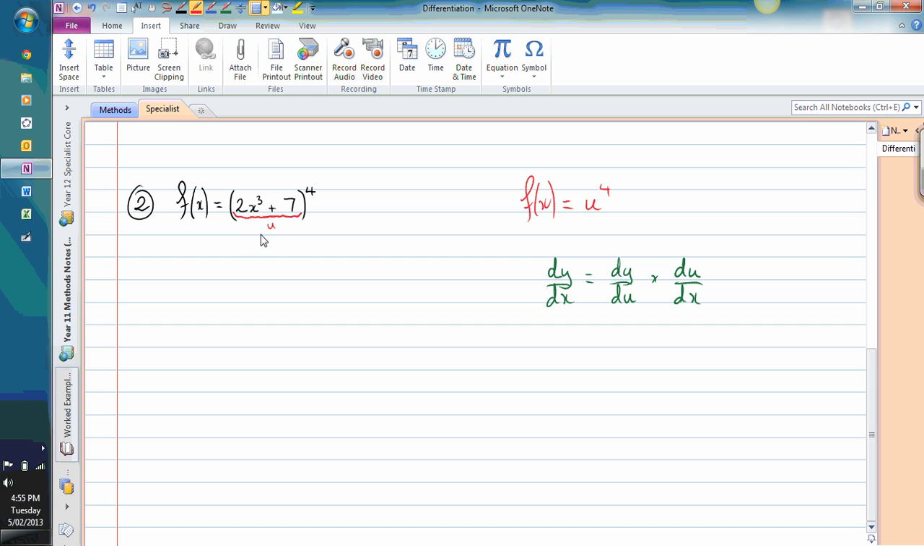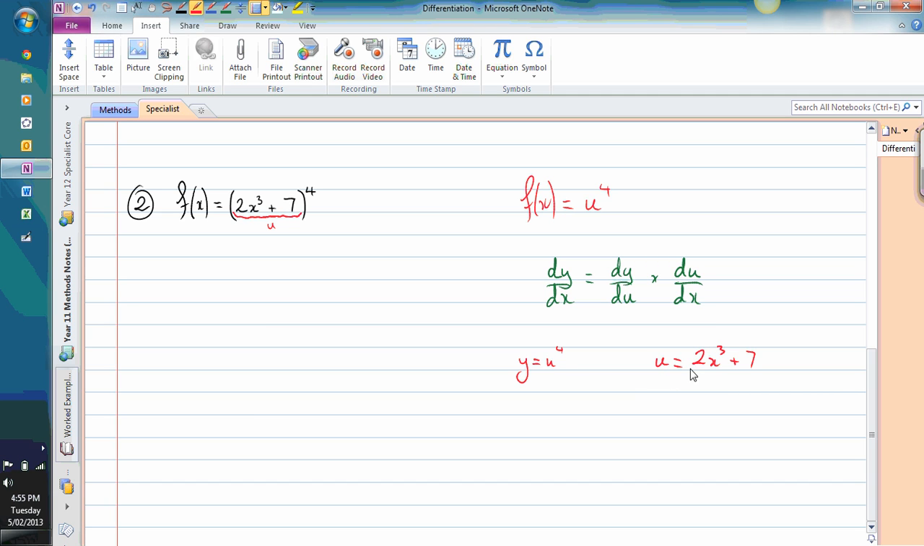We've already identified what our u is. Our inside function u is equal to 2x cubed plus 7. So I'm going to write that down here. u equals 2x cubed plus 7. And that means that my function, my f of x, in this case I'm just going to call it y, is equal to u to the power of 4.